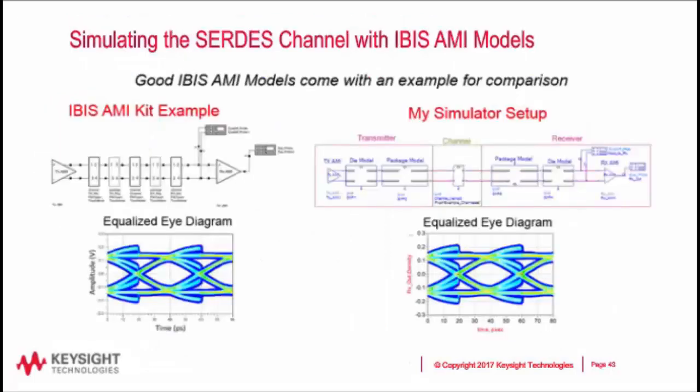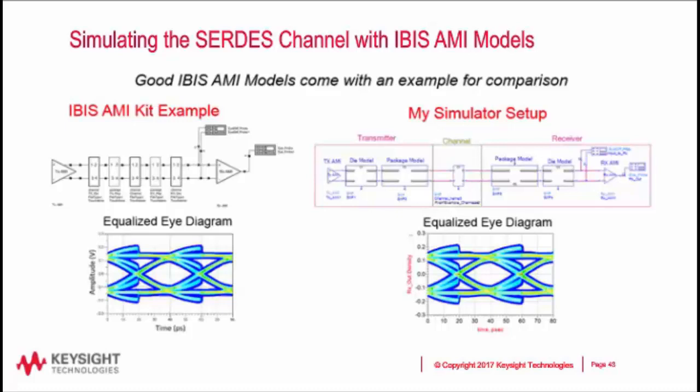Now, the next step in simulating our channel with the different pathologies is to make sure that we have good transmitter and receiver models and that we have actually set them up correctly in our simulator. Good IBIS AMI models, like the ones that we've obtained from our partners at Xilinx for the UltraScale Plus device, have a very nice IBIS AMI kit example that you can set up in your simulator, and you can see that on the left. They provide that data, and then on the right is the setup in the ADS simulator, and you can see how we've recreated the exact channel that's in their example and the data that they also get.